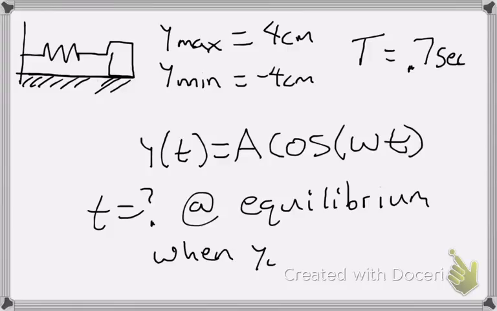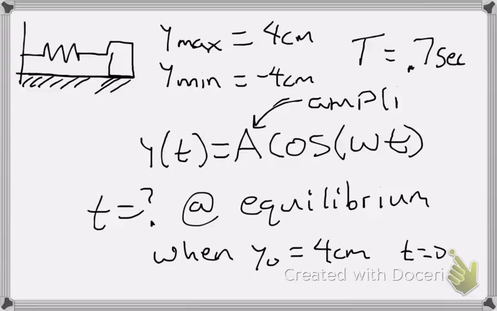Here we go. Here's the first part. What would be the time it takes to reach the equilibrium point? This is going to be a cosine. So that means at time 0, it already has some displacement, and that's going to be whatever the amplitude is. That's what that A is. That's the amplitude.